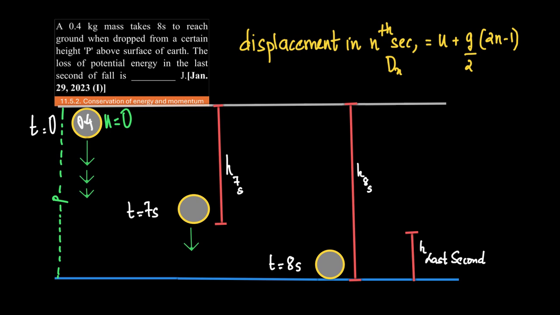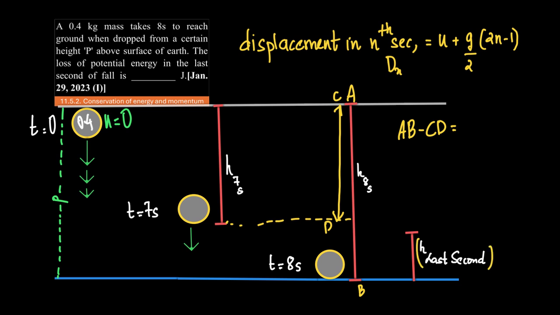And how will you do that? Basic geometry. You have this complete distance here, right? So if I were to draw it, maybe I can write it as AB, and then CD. If you subtract CD from AB, what you get is the distance traveled in the last second. And how can you do that?